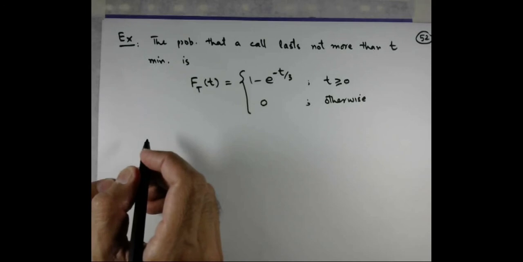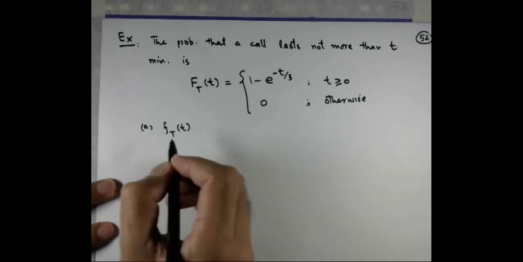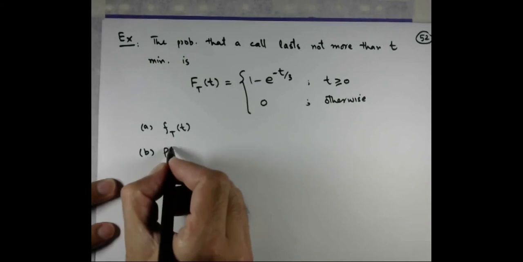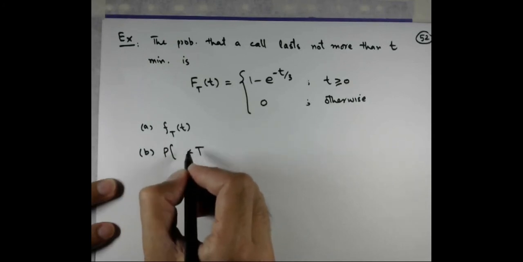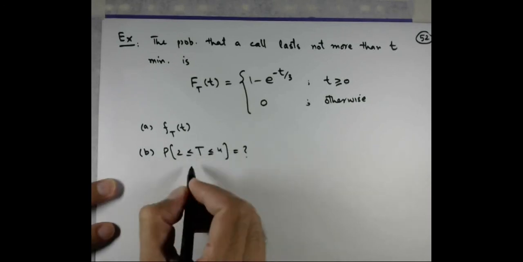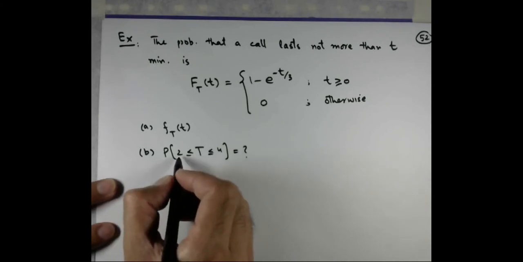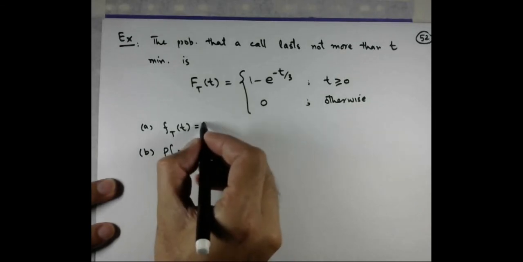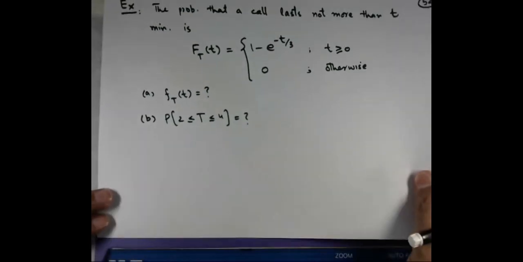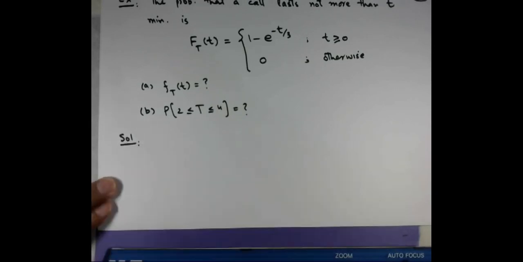So first we need to find the PDF, which means f sub T of t. Second, we need to find the probability that T is greater than or equal to 2 and less than or equal to 4, which means what is the probability that the conversation lasts between 2 to 4 minutes. But before that, we need to find the PDF of the call duration. This is very simple to solve.